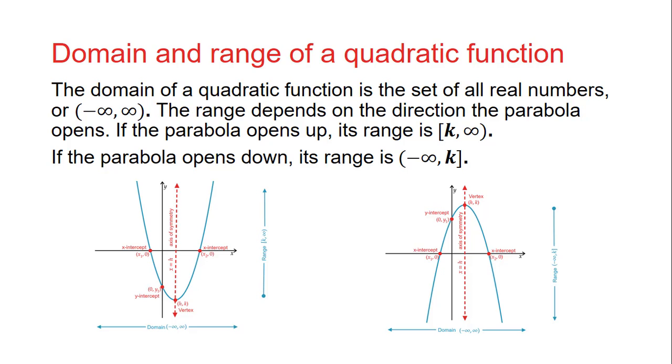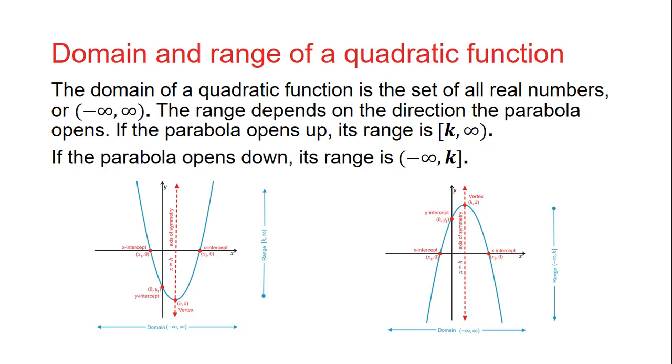Then we can also identify the domain and range of a quadratic function. The domain of any quadratic function is the set of real numbers, that is from negative infinity to infinity. The graph extends infinitely to the left and right. The range depends on the direction the parabola will open.